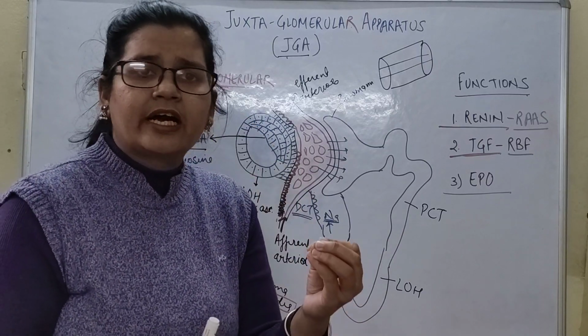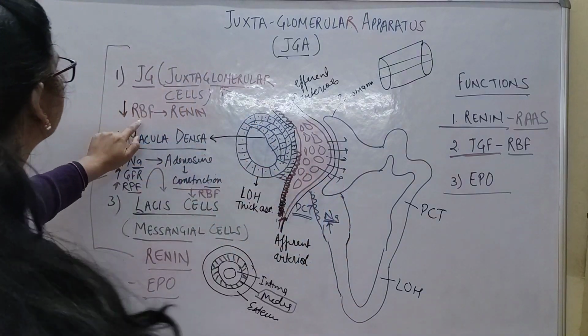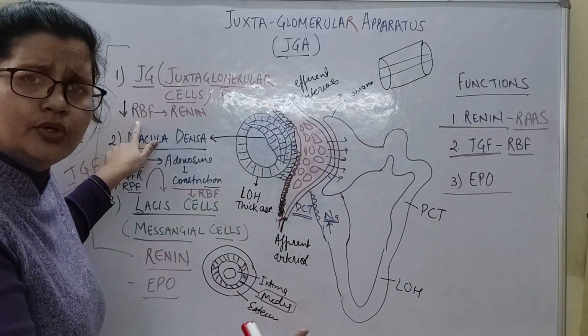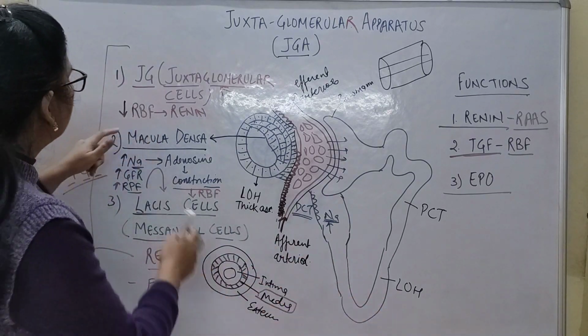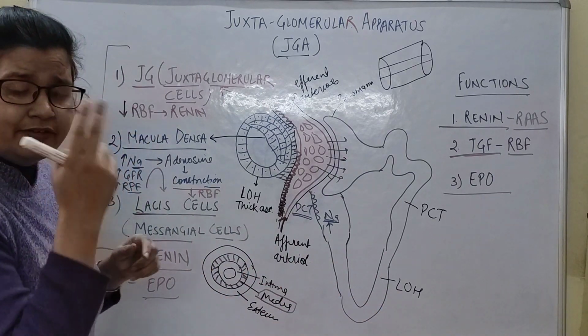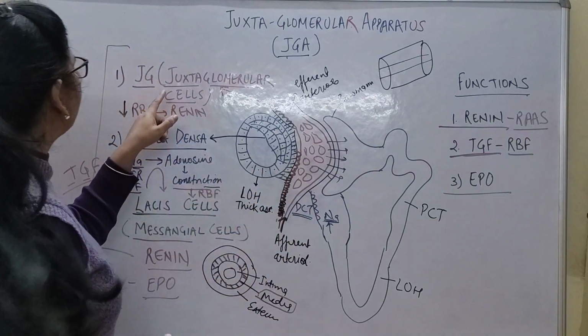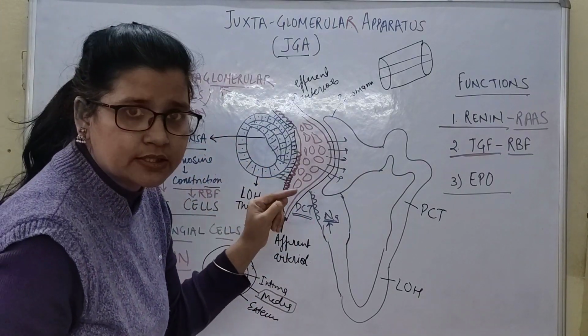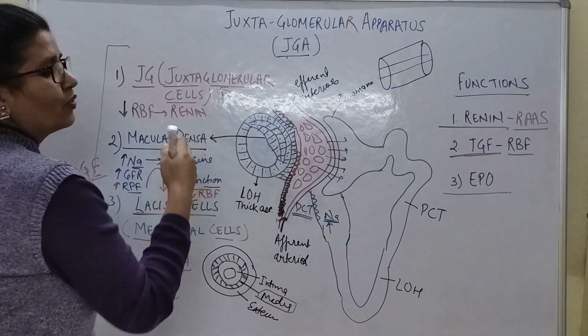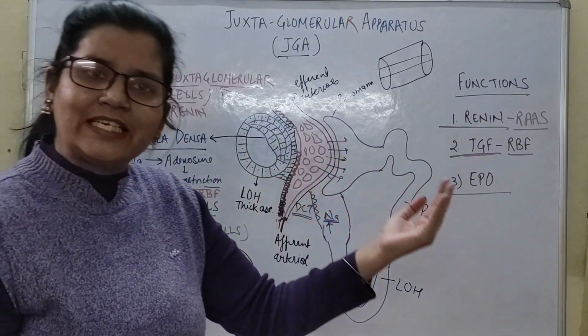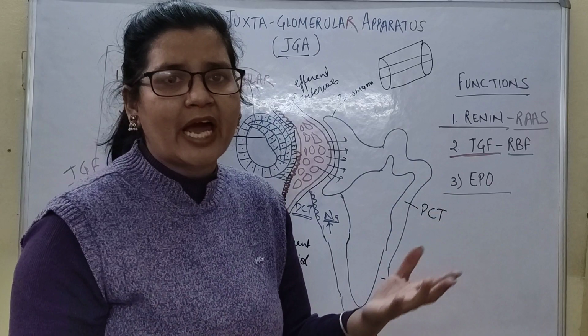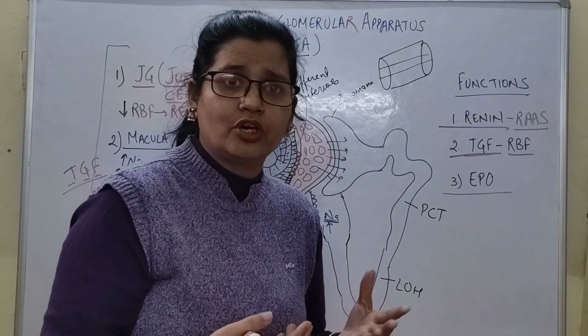Whenever there is a reduction in blood volume, there is obviously a reduction in the blood supply to the kidney, right? That is called renal blood flow. Whenever renal blood flow reduces, renin is secreted by these JG cells. Then you know the function of renin: it helps in the RAS mechanism of BP regulation, the long-term BP regulation.